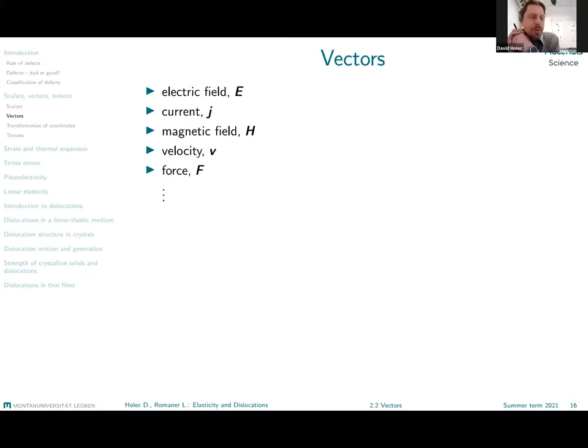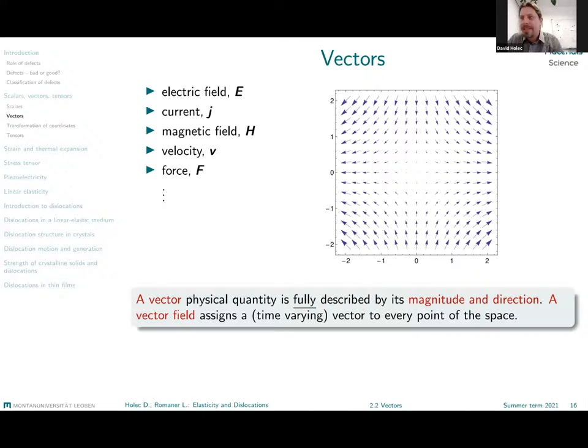Right? When we want to talk about vectors, and now intuitively, without necessarily the mathematical definition, we have many examples of vector quantities here: the electric field, current, magnetic field, velocity, force. All of these are vectors, as we learned in high school physics. Now, what does it mean that these are vectors? For each position in space and each time, in addition to the magnitude of my physical quantity, I also need to provide a direction in which it points, right?